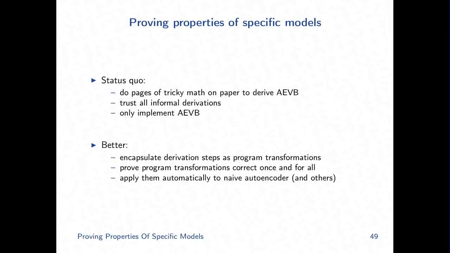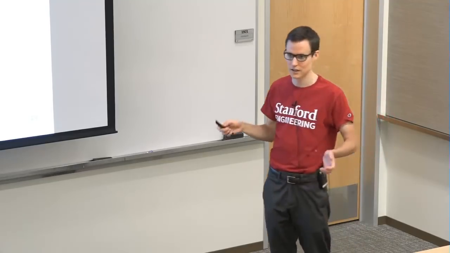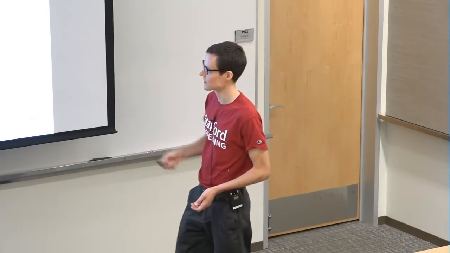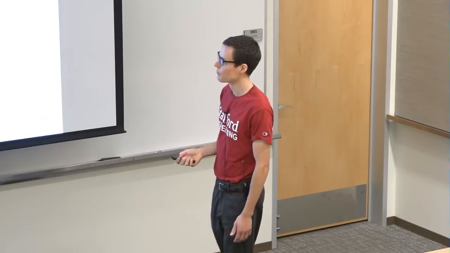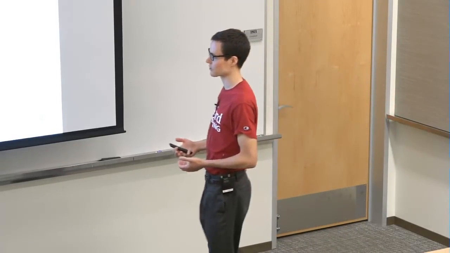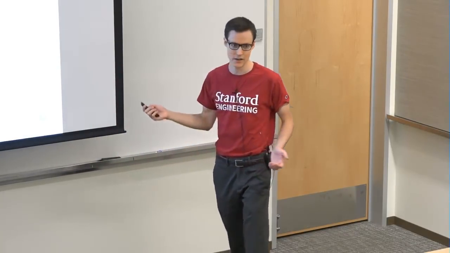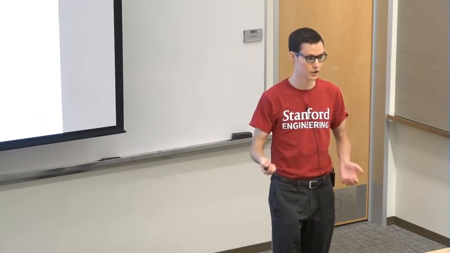So the status quo is to do pages and pages of tricky math on paper to derive the AEVB. You have to compute all these integrals. You need to justify a bunch of different transformations. And it's quite tricky. But then you usually just implement the AEVB at the end and assume that you did your math right, and hope you did your math right. But we can do better. We can encapsulate the derivation steps I showed you as program transformations. And we can prove the program transformations correct once and for all in a library and then apply them automatically to the naive autoencoder or to any other naive model to improve the variance of the gradient estimators.